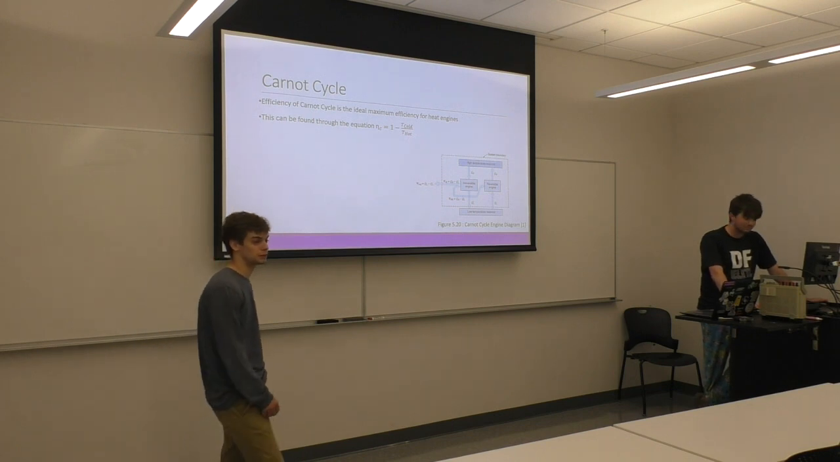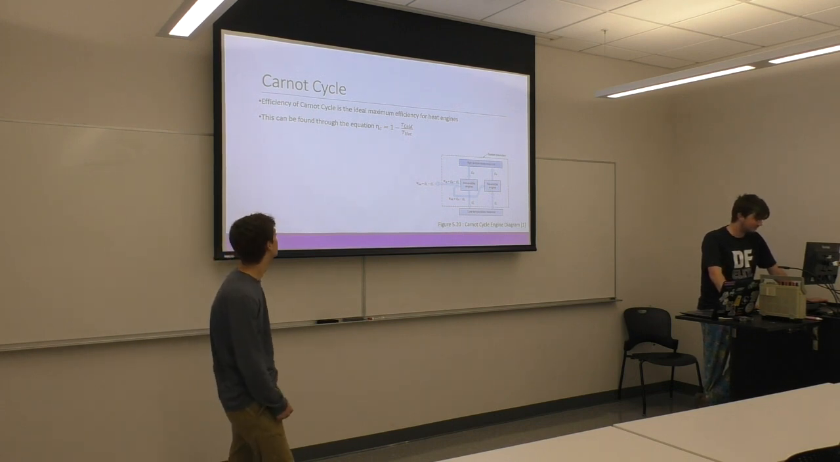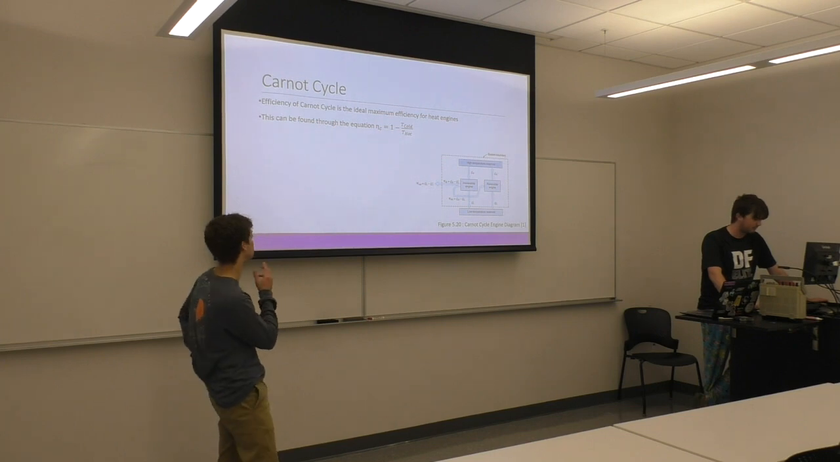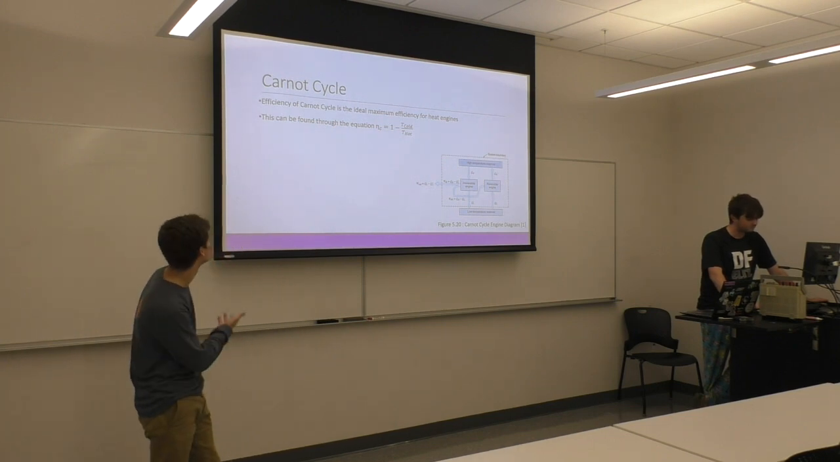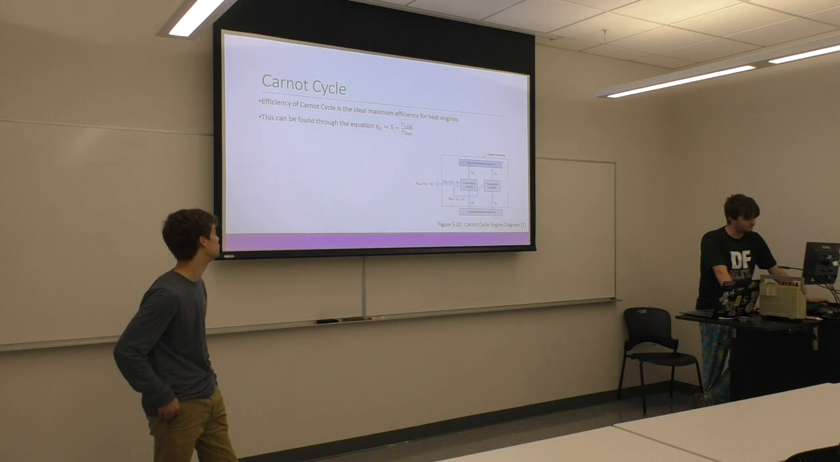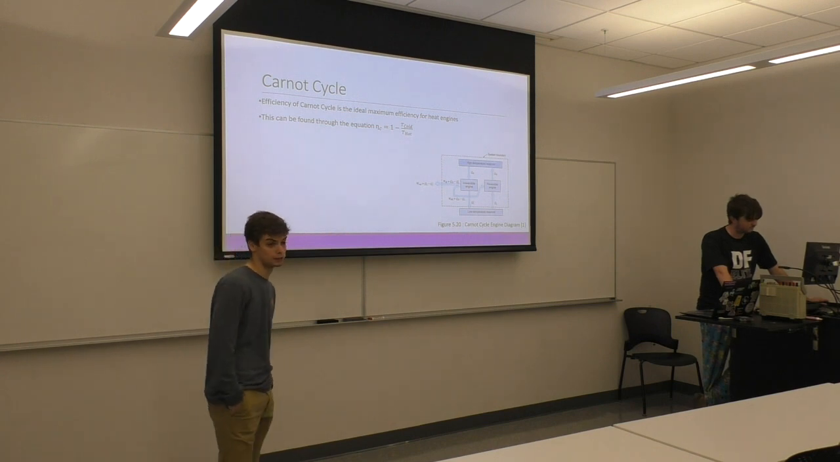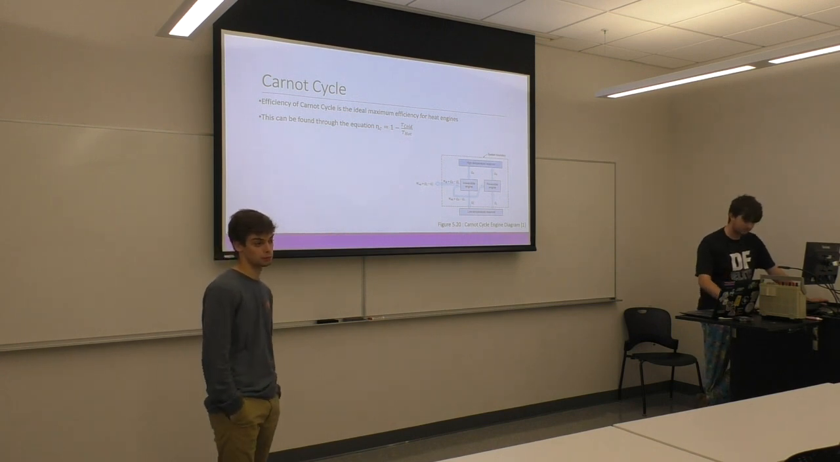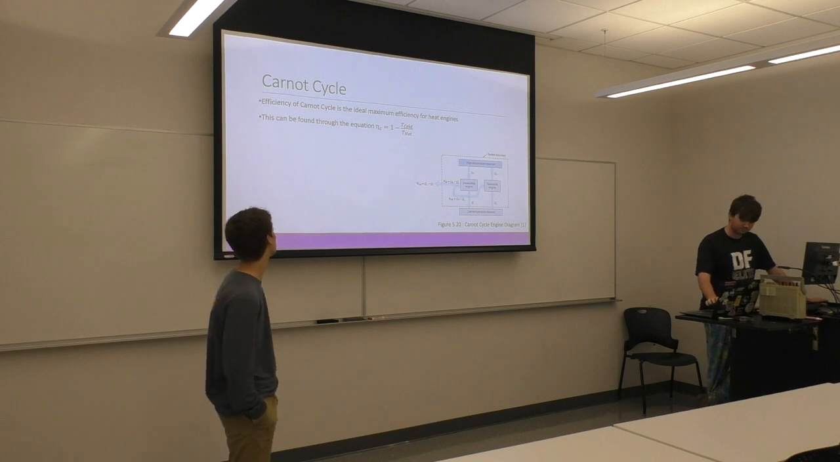Carnot cycle, that's basically the ideal engine, and it's used to calculate maximum efficiency for them. So to find this maximum efficiency, you can use the equation 1 minus the temperature of the cold over the temperature of the hot reservoir.